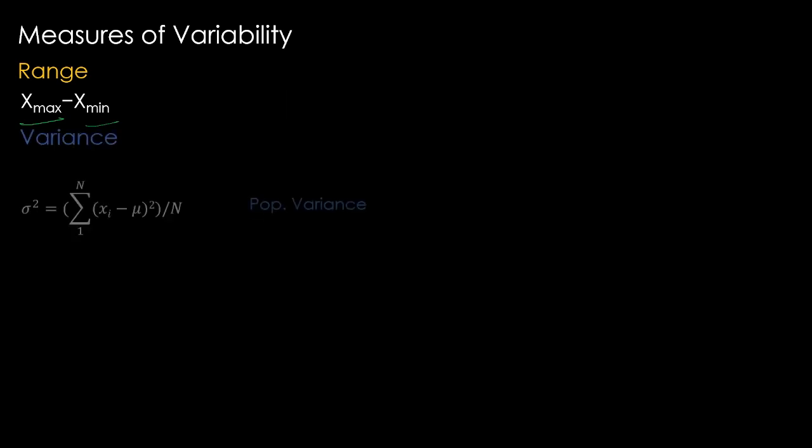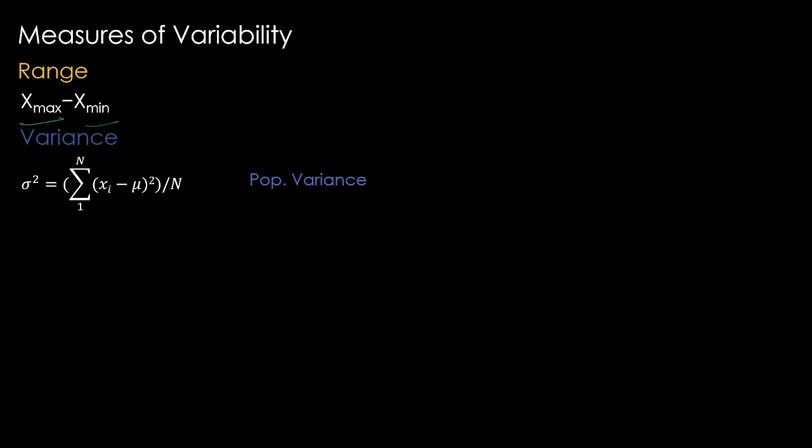And the variance. Okay, for the population variance, this is the formula right here. Don't try to memorize the formula. You can try to memorize the formula, but it would be better if you try to understand what the formula means. So we have population variance and sample variance. This is sample variance and population variance.